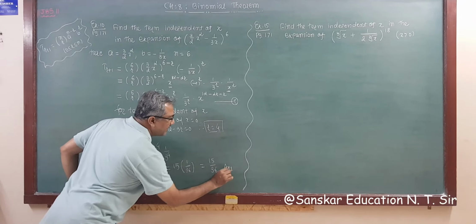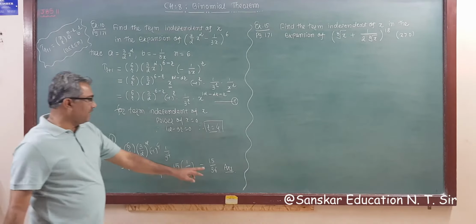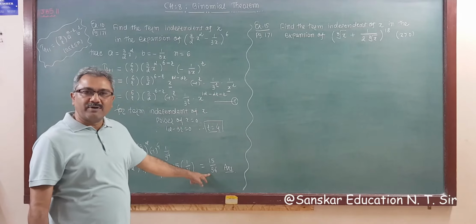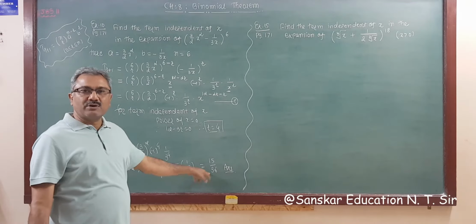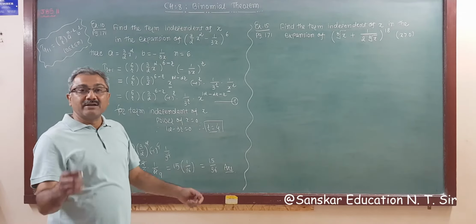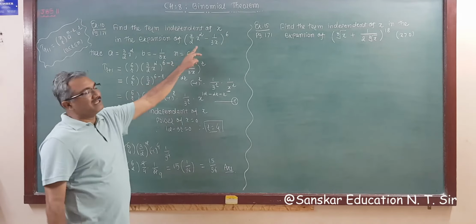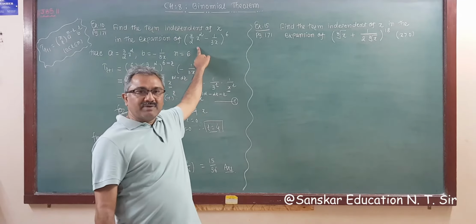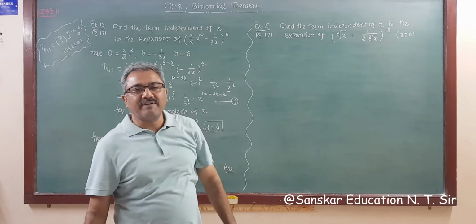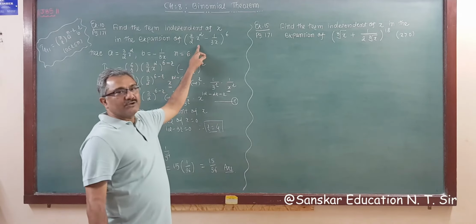This is your required term, which is independent of x, because there is no x in it. So it is called the term independent of x, or the constant term. This question can also come in your exam in this way: find the constant term of the expansion of this.